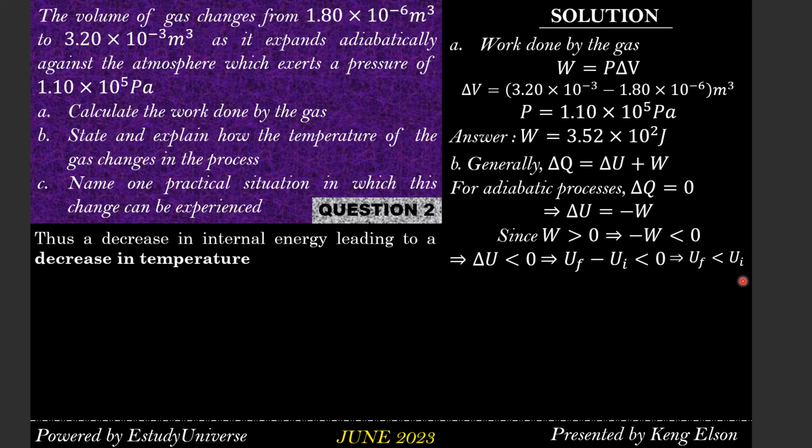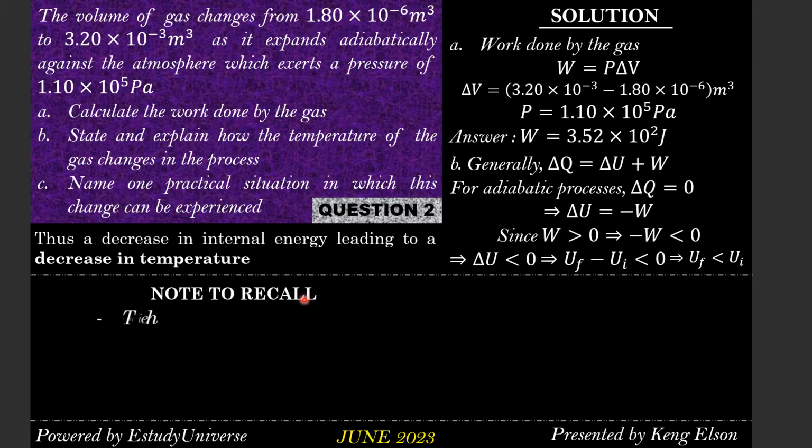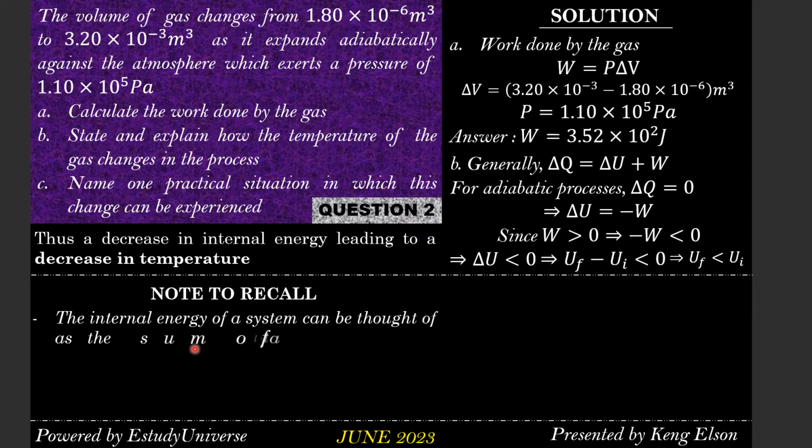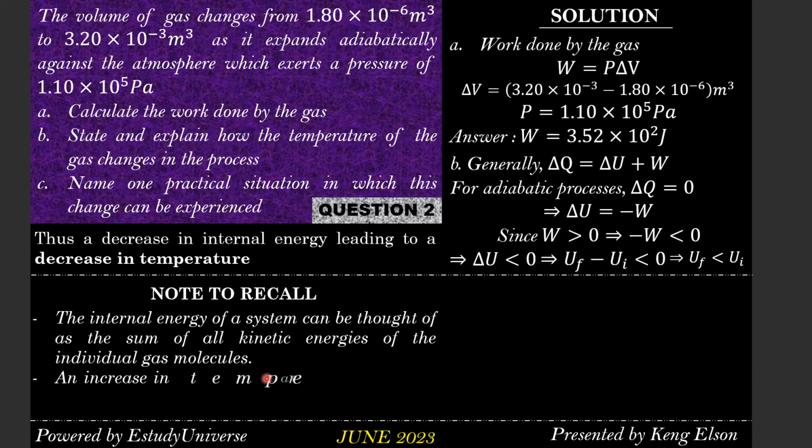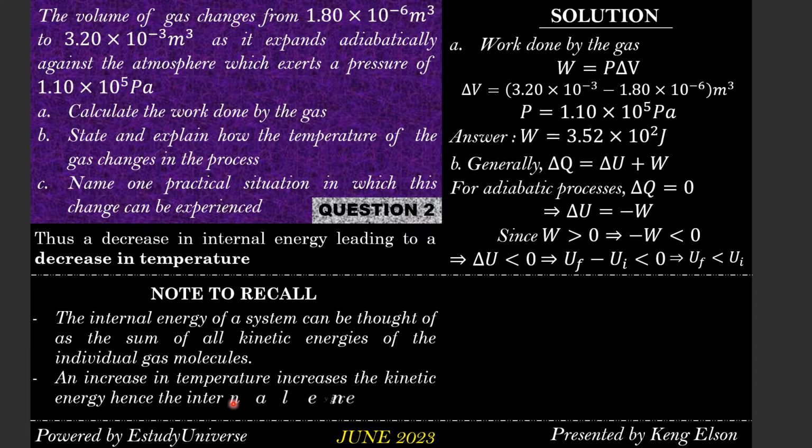And when there's a decrease in internal energy, it means that there's a decrease in temperature, because those two things are directly proportional. Now you have to recall that the internal energy of a system can be thought of as the sum of all kinetic energies of the individual gas molecules, and you can also relate kinetic energy with temperature. They also have a direct relationship. And lastly, an increase in the temperature increases the kinetic energy, hence also increases the internal energy, since the internal energy can be thought of as a sum of all the kinetic energies of the system.